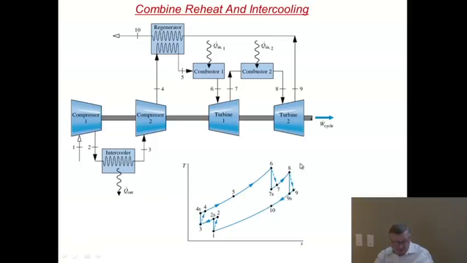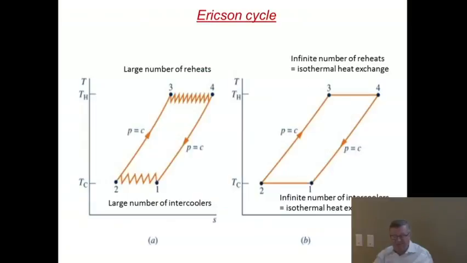This is why reheats and intercoolers pretty much look the same on the TS diagram, except one is on the hot side and the other is on the cold side. So what they do is they try to make this temperature of the heat transfer on the hot side as stable as possible, because an isothermal heat transfer is the most efficient heat transfer. So one could push that to the limit.